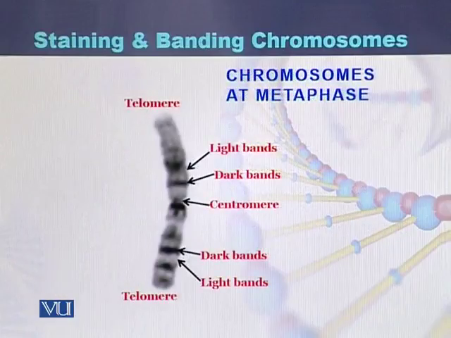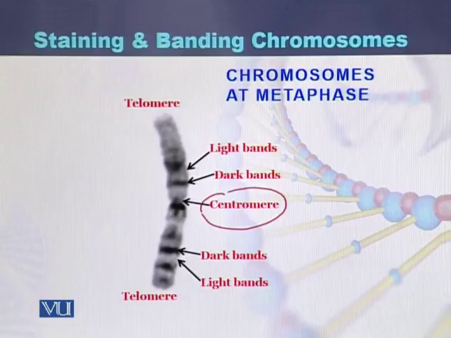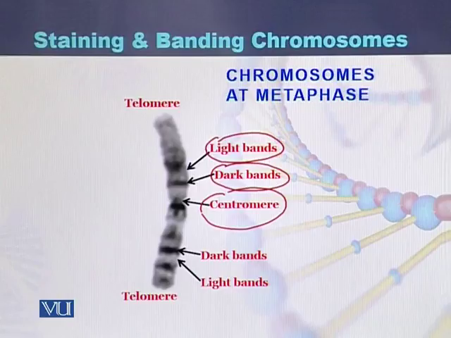Here we can see a chromosome at metaphase where in the middle there is a centromere and there are dark bands and there are light bands. So this is called the chromosome banding pattern. By using different dyes, the regions on the chromosome can be stained. Some of them appear as dark bands and some of them appear as light bands.